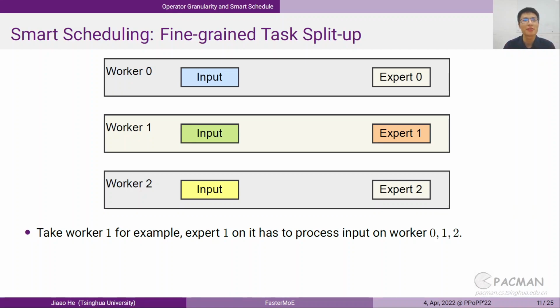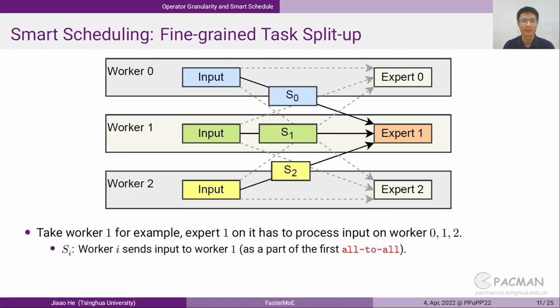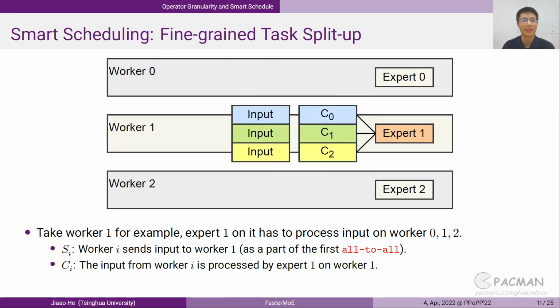To schedule everything in a fine-grained style, we first have to split up the tasks. Let's take a situation of 3 workers, for example. The expert on worker 1 has to process input from all other workers. First, every worker has to send its input to worker 1. This is a part of the first O2O, and we call the send process from worker i to worker 1 S_i. Second, on worker 1, expert 1 will process input from other workers, and we call the process of input i, C_i.